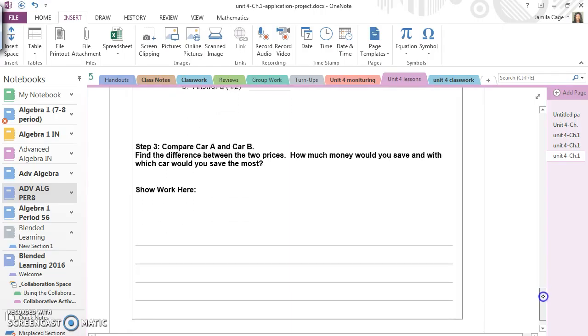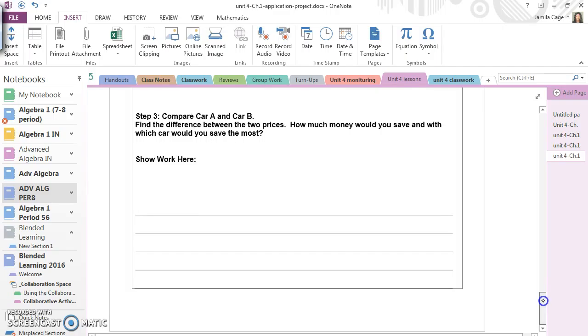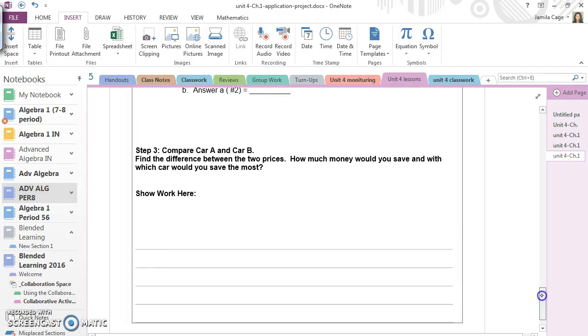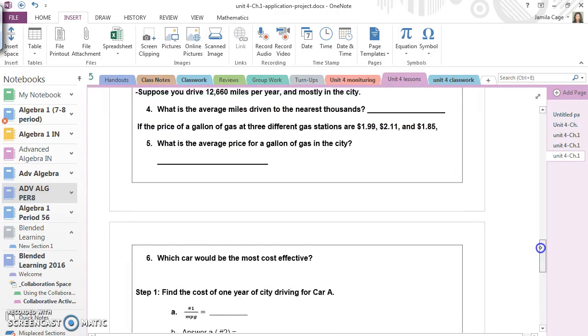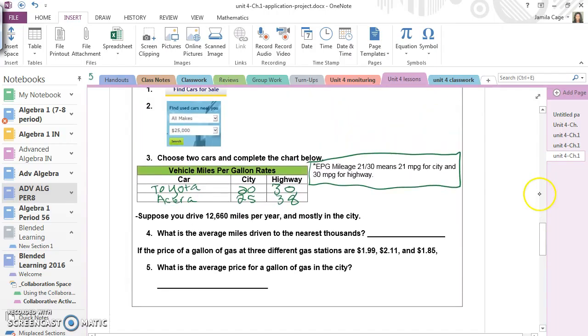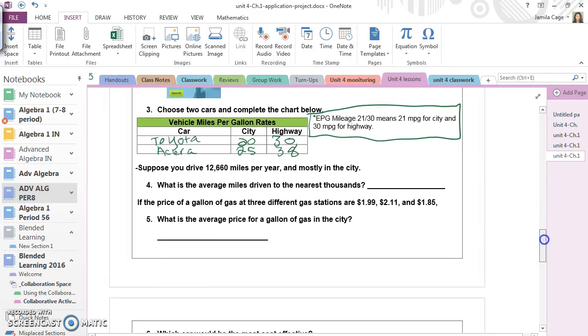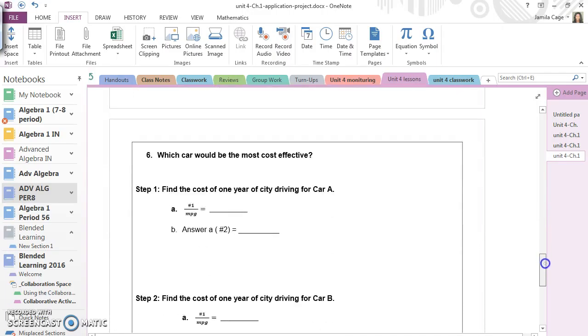Once your group is done, make sure you show all your work, and once your group is done, you will complete this and turn it into your teacher for a project grade. If you have any other questions or concerns, please see your teacher.